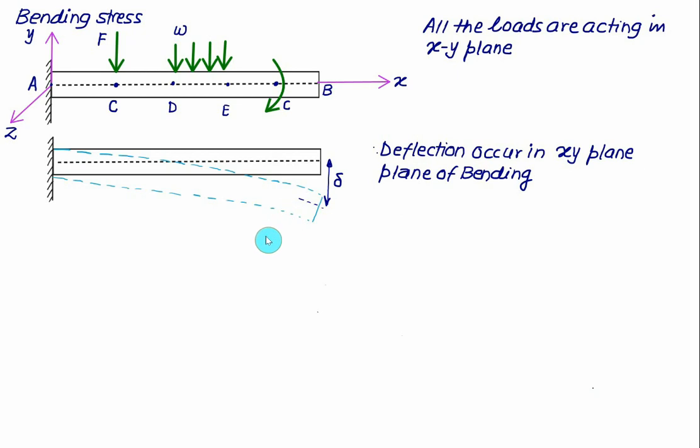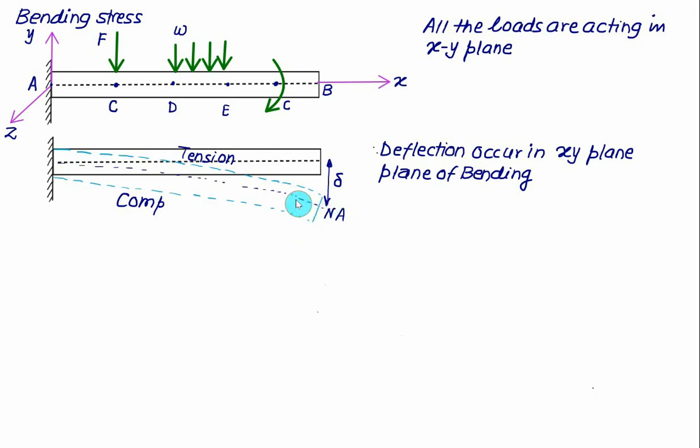What we observed here is that the bottom fiber gets shortened as compared to the original length, and the top fiber will be in tension because the length of the top fiber will increase. So whenever the member is subjected to bending, normally on the top fiber we have tension occurring, and on the bottom fiber we have compression occurring. It means that somewhere we have no stress acting. That will be called the neutral axis, which is represented by NA.